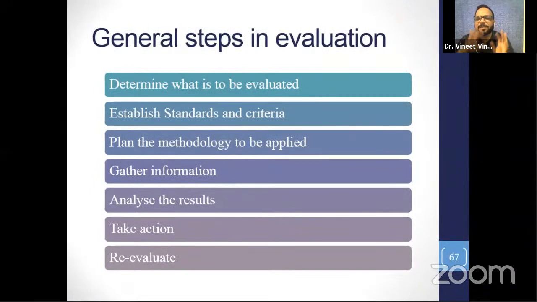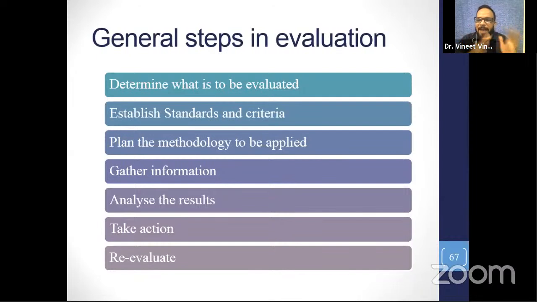Now, these are the general steps. Just look at the steps of evaluation. Determine first what is to be evaluated. Establish standards and criteria. Plan a methodology to be applied. Gather information. Analyze the result. Take action and then again re-evaluate. Just write these steps of evaluation in your exams. You will get the marks. It is self-explanatory. You don't have to give any justification for this. So you have to determine what is to be evaluated, establish standards and criteria, plan the methodology to be applied, gather information, analyze the data or the result, take action, and re-evaluate.